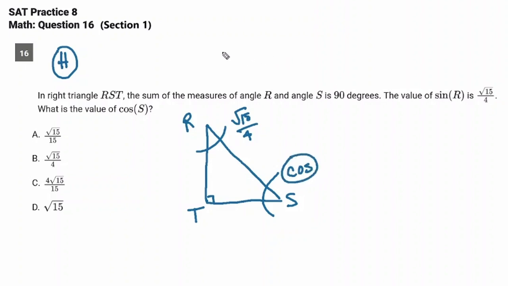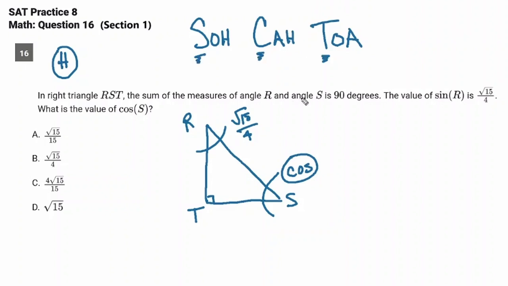All you need virtually every time to get any trig problem right on the SAT is SOHCAHTOA. Sine, cosine, tangent. The sine of r is root 15 over 4. It means that the opposite over the hypotenuse is root 15 over 4. So this is opposite over hypotenuse. Talking about the sides here, the opposite side of angle r.